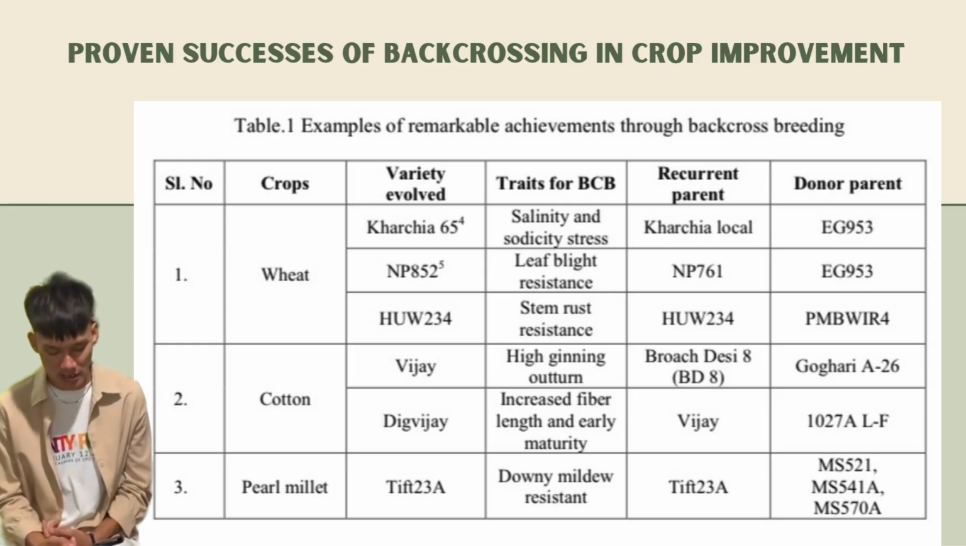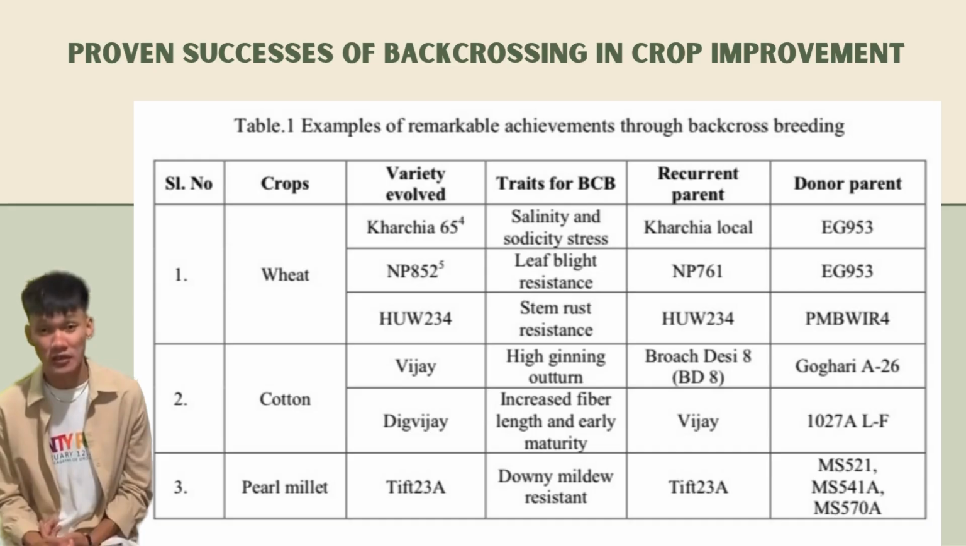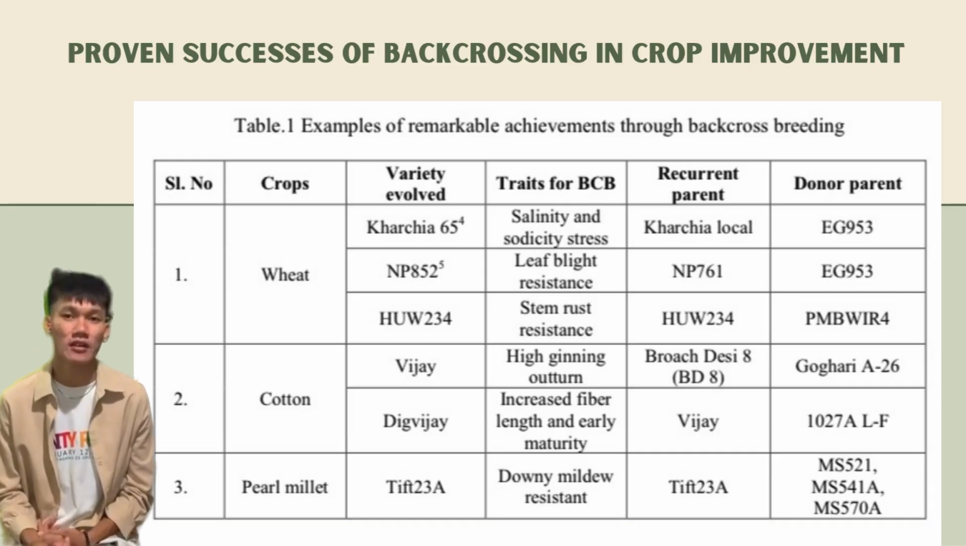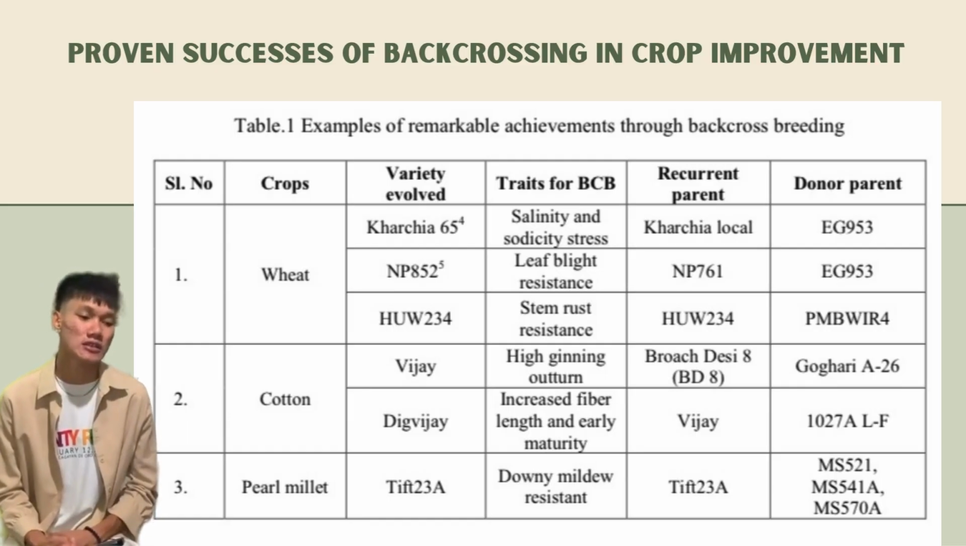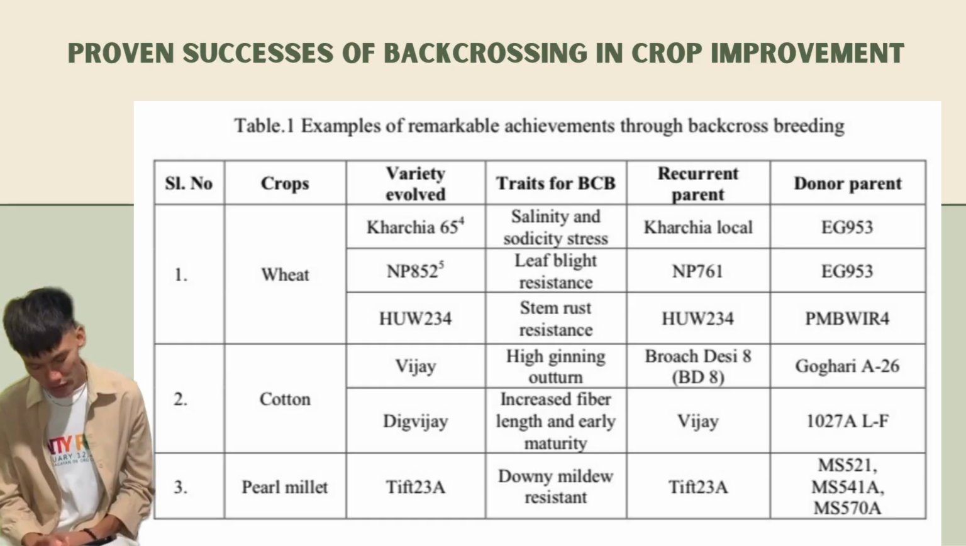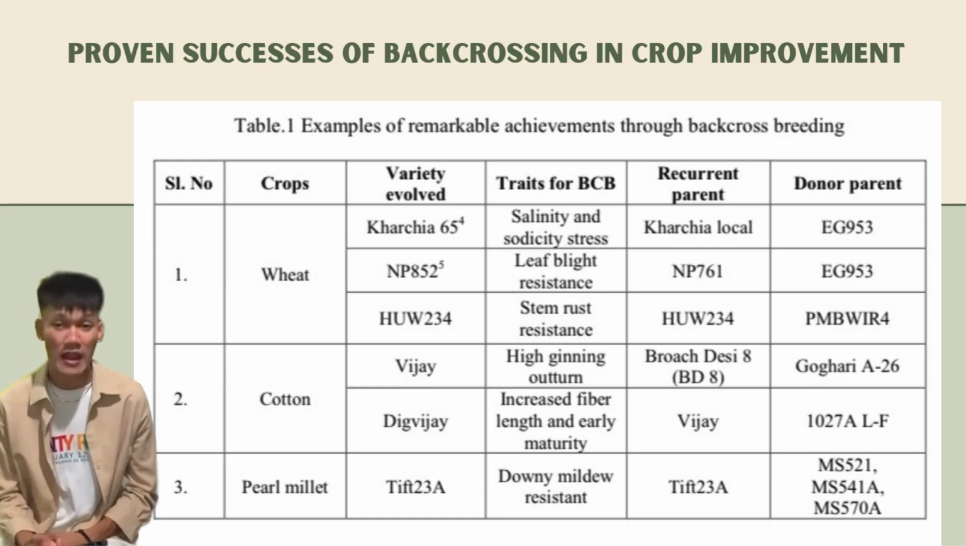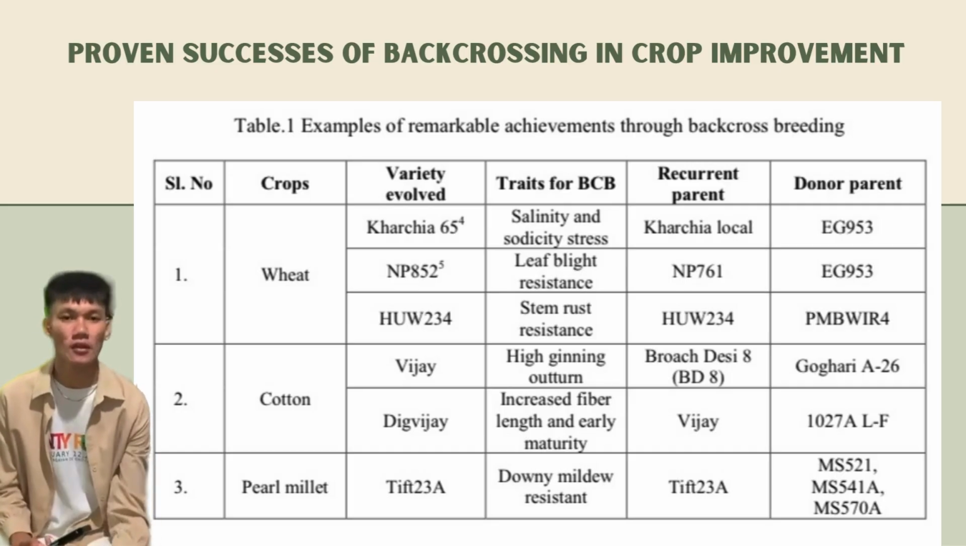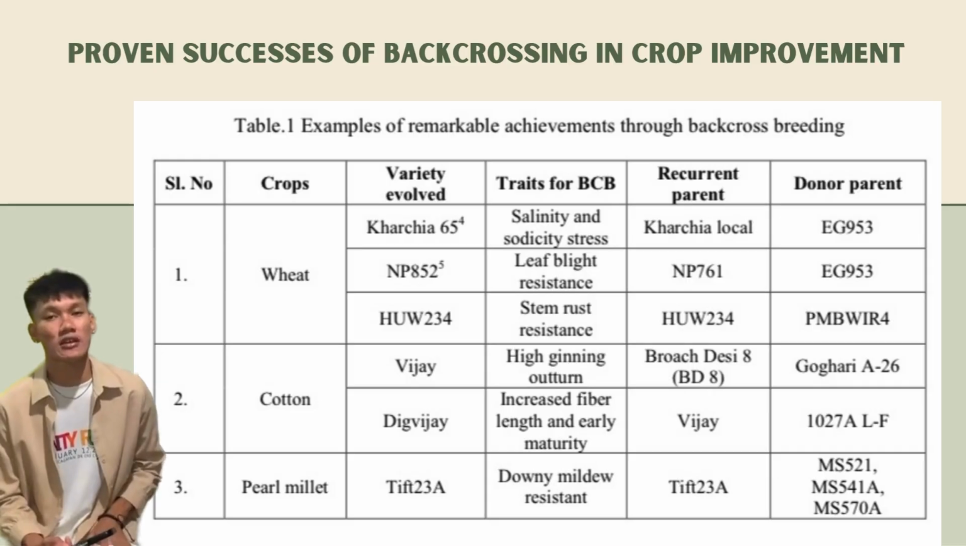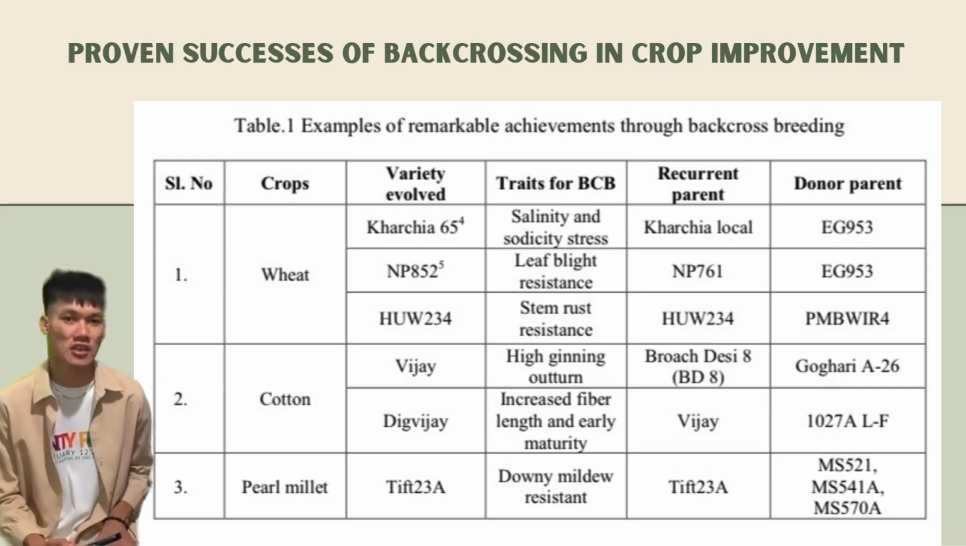And next to that is the dig VJ. The traits for BCB are the increased fiber length and early maturity from the donor parent of 1027 A dash LF. And the recurrent parent is the V shape.